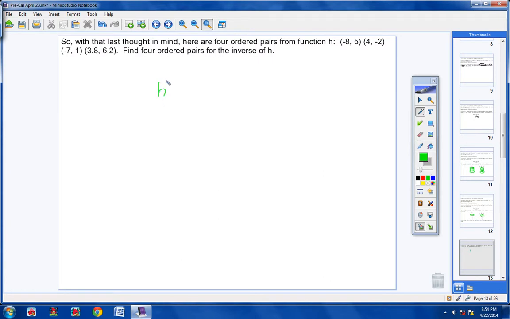When you see h to the -1, you don't say h to the -1, you say inverse h, or the inverse of h, or h inverse is another way to say it. So that just simply means the inverse of h. And so the inverse of h would have these 4 ordered pairs. Now remember, these 4 ordered pairs up here are ordered pairs that go along with function what? Function h. And now these 4 ordered pairs here are going to be 4 ordered pairs that go with the inverse of function h. And that's what this notation right here means.